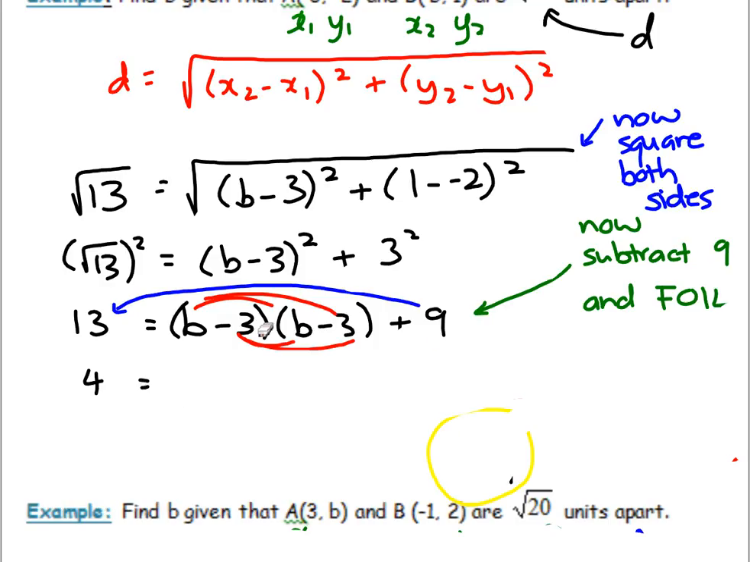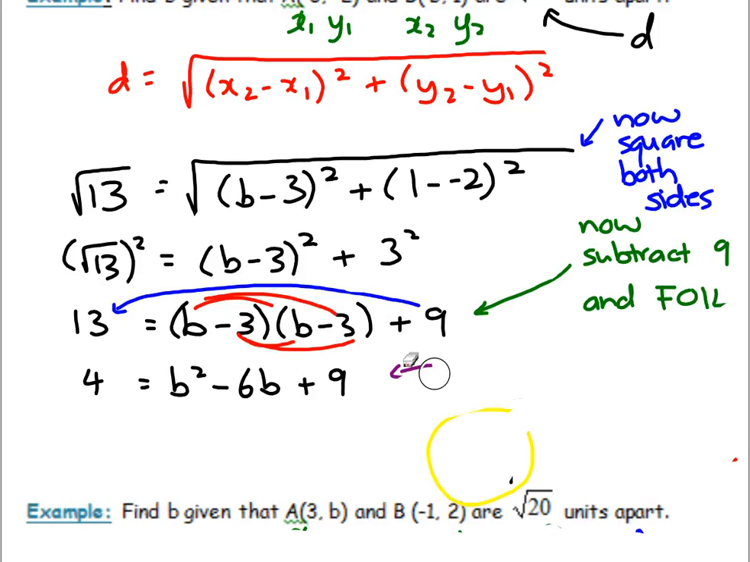When you FOIL this out, you get b squared minus 3b. Actually, I've put it all together. I'm lazy. So I did b times negative 3 is negative 3b, negative 3b plus 9. So when you combine those like terms, negative 3b plus negative 3b is going to give you negative 6b. So once you've FOILed this, you might have done the FOILing off on the side somewhere. Once you FOIL this, you get b squared minus 6b plus 9. And that 9 was already subtracted from both sides, so we're good.